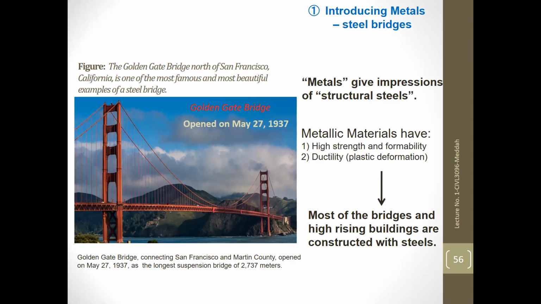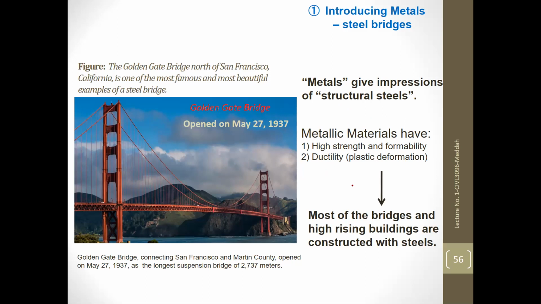You can see some examples of bridges. The Golden Gate Bridge was inaugurated in 1937 in San Francisco. This bridge, you can see here, is a suspension bridge made completely with metals. So why are metals the material of choice for making bridges?